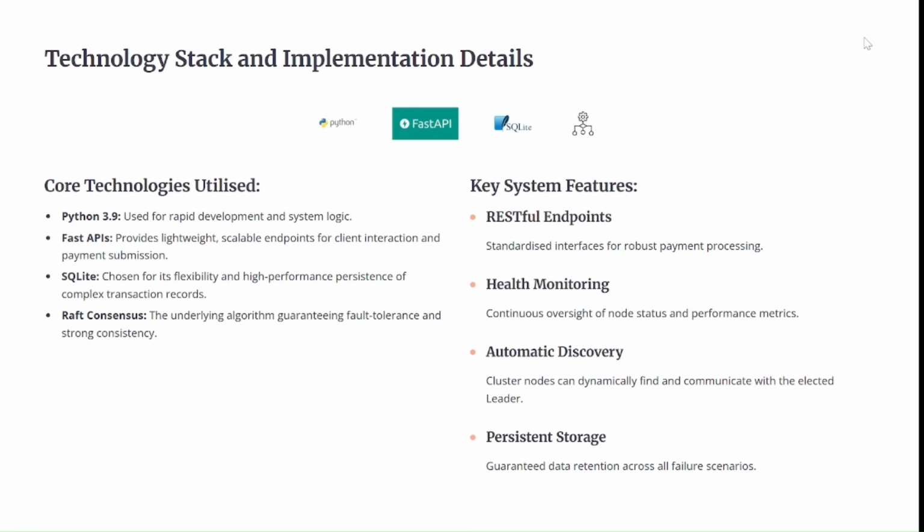Our system is built using a simple but powerful tech stack. We used Python 3.9 for main development because it's reliable and easy to work with. For the backend, we used FastAPI, which helps handle client requests quickly and efficiently. It's lightweight and great for building fast REST APIs. For storing data, we used SQLite, which is simple, fast, and perfect for managing payment records in a distributed setup.